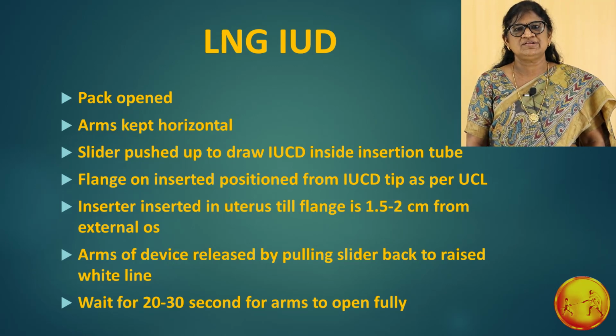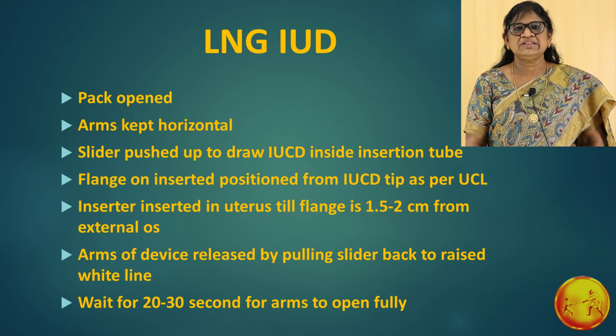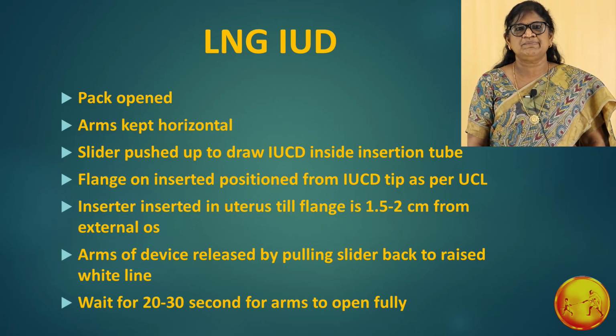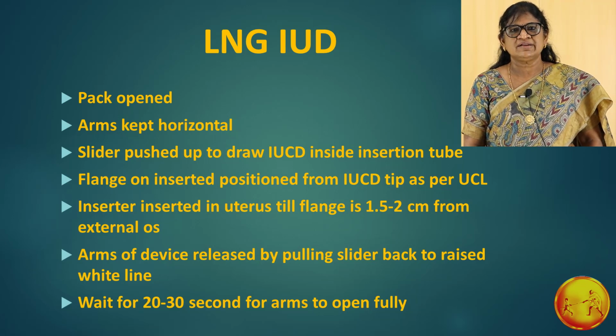The parts of LNG-IUCD are the arms of a LNG-IUCD. It has something called a flange, which is equivalent to the guard, which is adjusted as per the length of the uterine cavity, and there is a slider. Now, when the pack is opened, we will just push the slider a little bit so that the arms get inside the inserter.